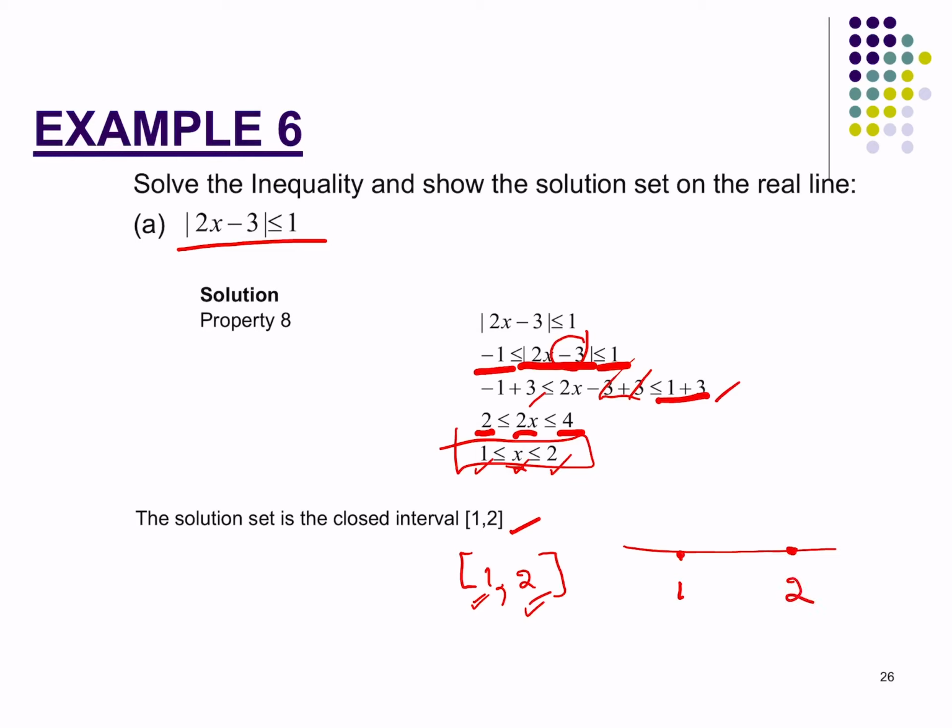Therefore, if you want to draw the real line, in this case it will be 1 and 2, and 1 and 2 are also included in the set. Therefore, this is the real line for this example. Okay, right, that is how we perform the real line solutions.